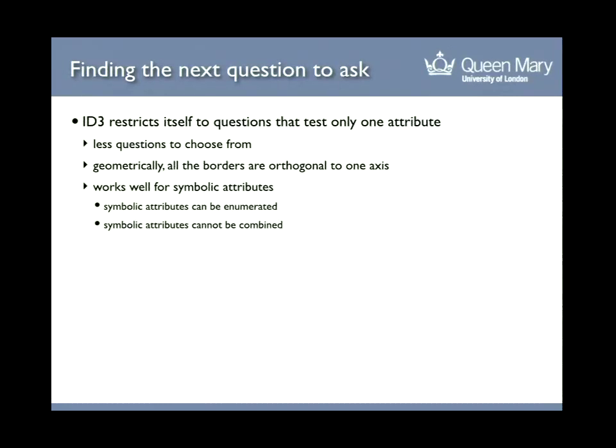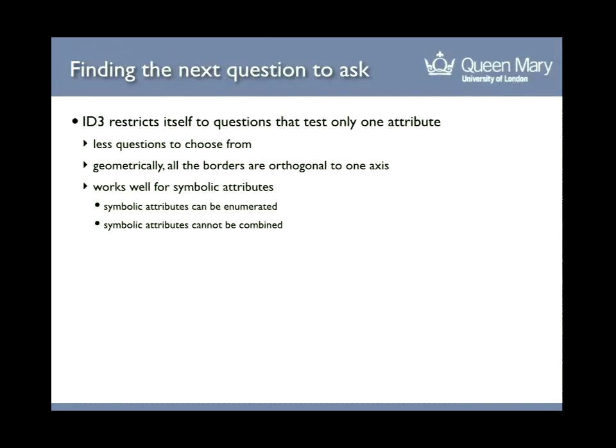This works well for symbolic attributes because you can enumerate them. So if you are asking a question, what's the outlook? And there's three possible values, sunny, rainy, or windy. No, was it sunny, rainy, or overcast? Sorry, windy was a separate question. But you have three different possible values. That works very well because you just have a tree that has three branches. For symbolic attributes such as that, you can't really combine them. There's no way of adding overcast to the amount of humidity to the temperature.